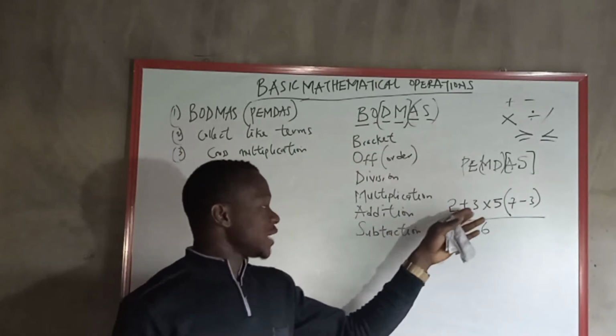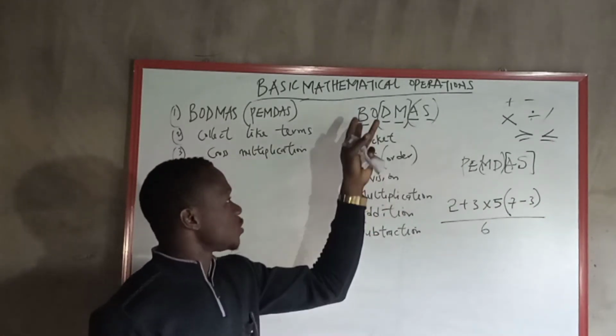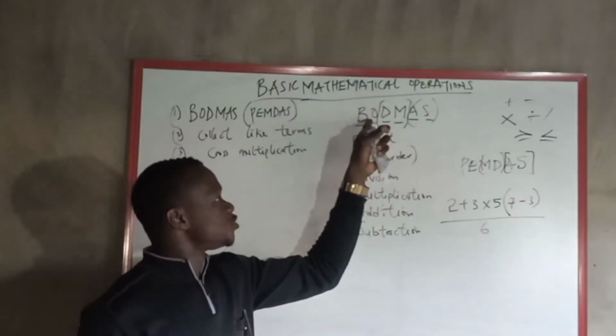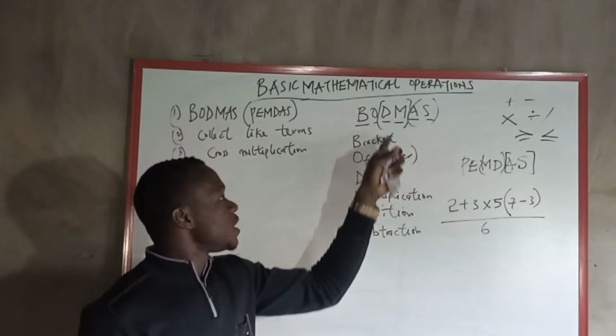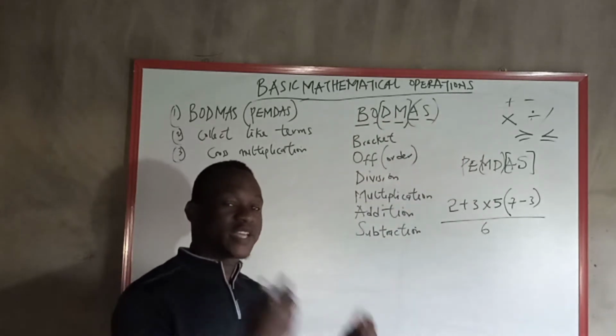Of course, you are going to add, you are going to multiply, and you're going to subtract, but which should you do first? That is what Bodmas is telling you, that do the bracket first. When you are done with it, you make use of the of or the order, then you do division, multiplication, then addition and subtraction. You'll be able to get the right answer.